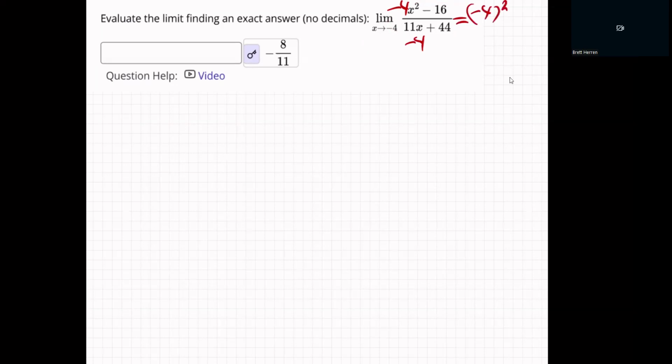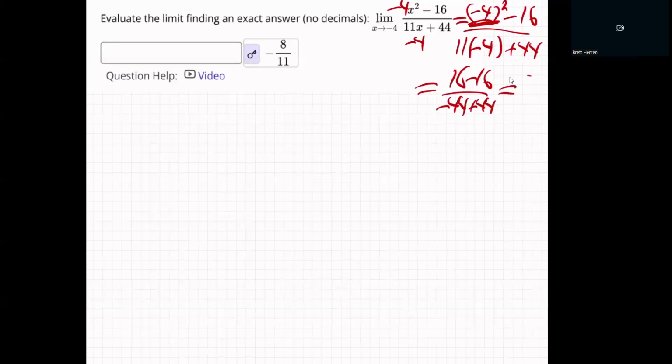This is -4 squared. Remember, you always put parentheses around numbers that you plug into a function. And so this parenthesis -4 squared is 16 minus 16. This is minus 44 plus 44. A little scribbly here. It's 0 over 0.